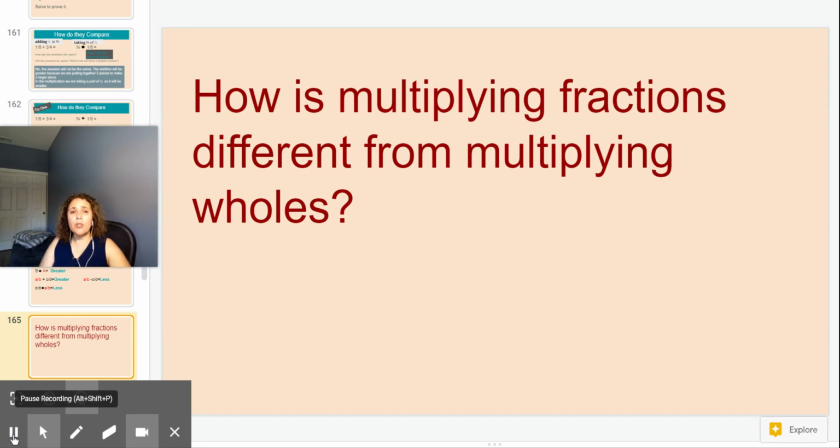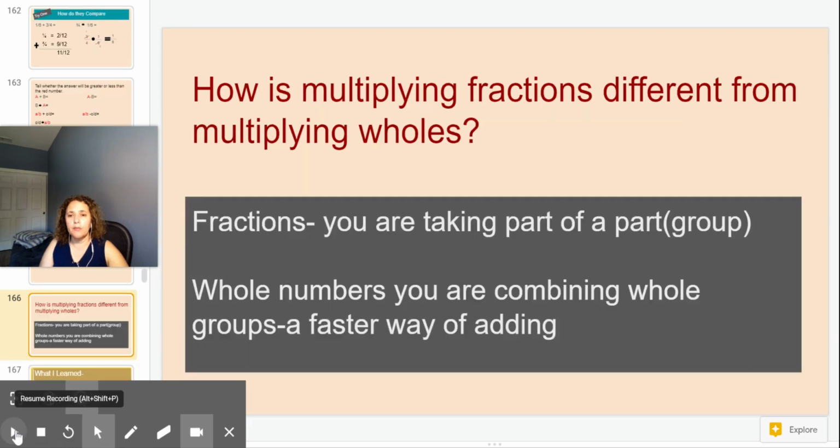All right, so how's multiplying fractions different from multiplying whole numbers? So write it down in your math notebook and then come back to me. How's multiplying fractions different from multiplying wholes?